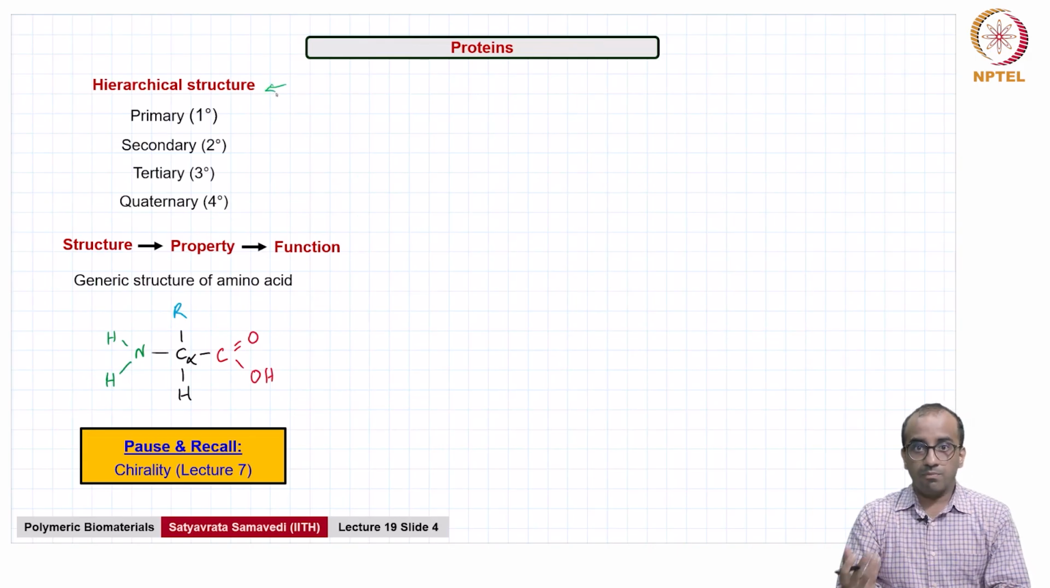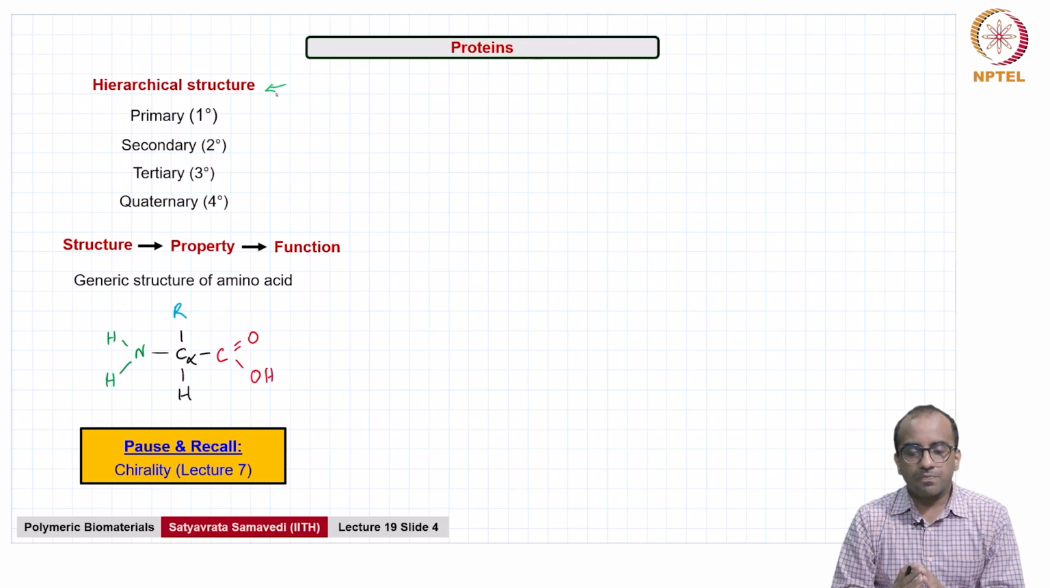We have talked about the importance of hierarchy in polymeric biomaterials quite a bit early on in the course, and in my opinion, proteins are a beautiful way for us to visualize what hierarchy really means in polymeric biomaterials. Because proteins naturally have what you can think of as at least 3 or 4 levels of structure depending on the protein.